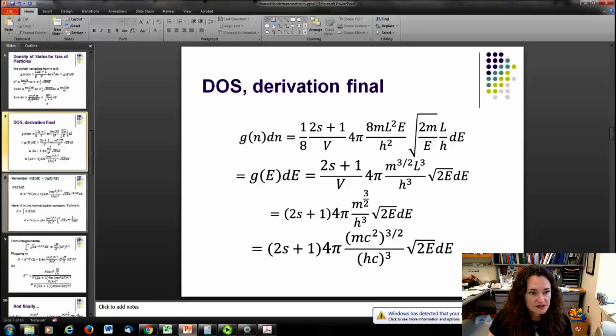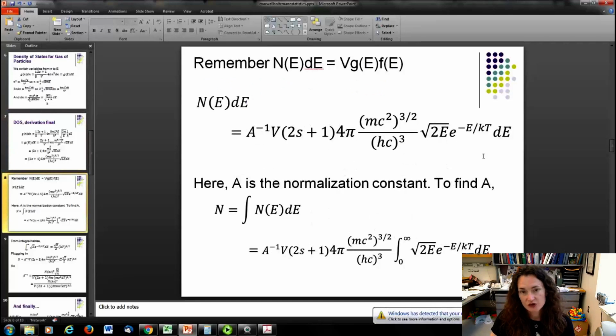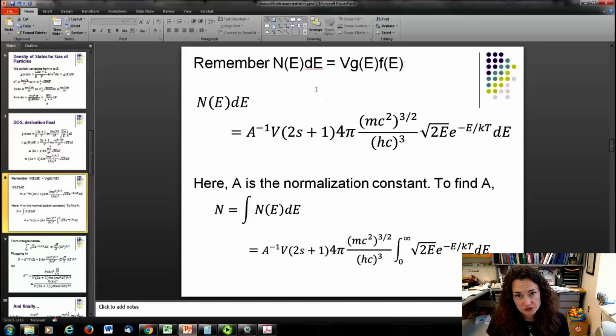Now we're going to plug this into our expression for our number density. Here n of E dE is our volume times our density of states times our Maxwell-Boltzmann factor. Now the only other thing that we have to explain a little bit, other than that it's very plug and chug, is what this A to the minus 1 here is. This is a normalization constant.